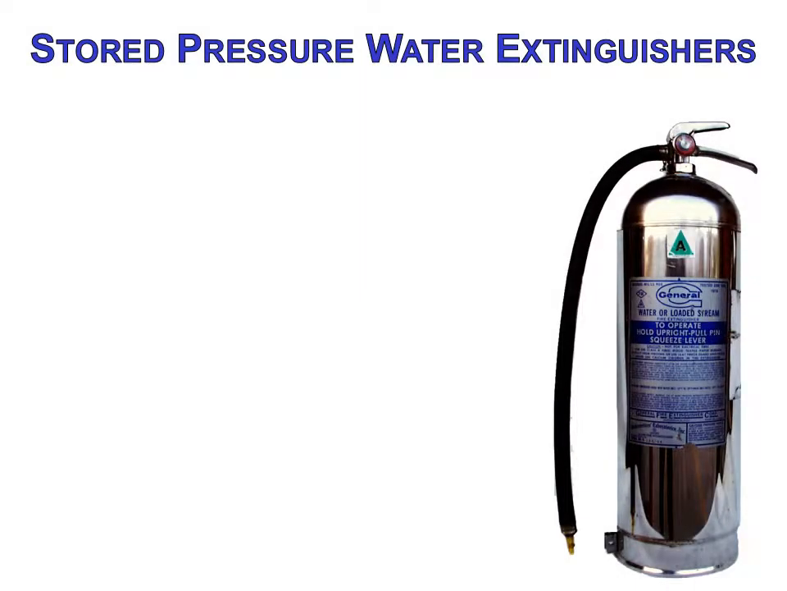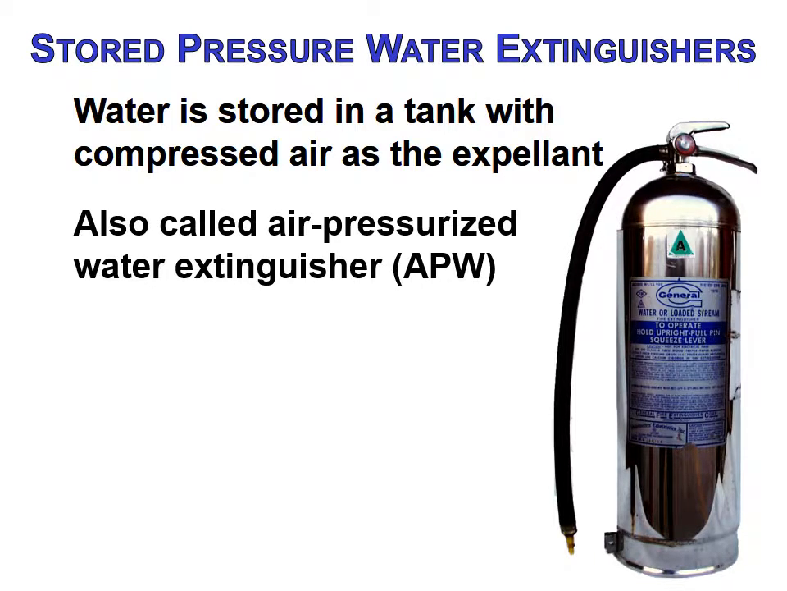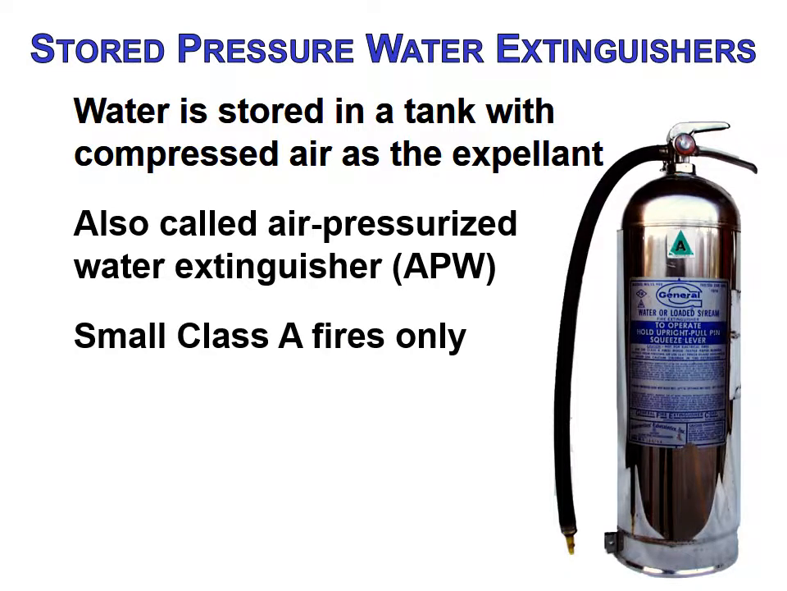Stored pressure water extinguishers: water stored in a tank with compressed air as the expellant, also called air pressurized water. Small Class A fires only. Extinguishing characteristics: 2.5 gallons, discharge roughly 30 to 40 feet, and they last anywhere from 30 to 60 seconds.